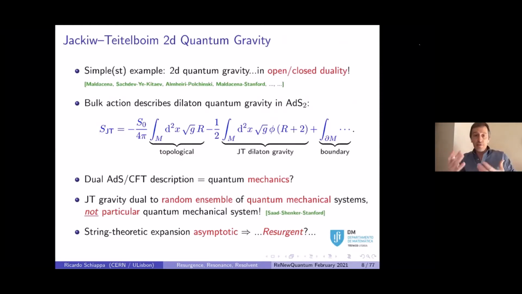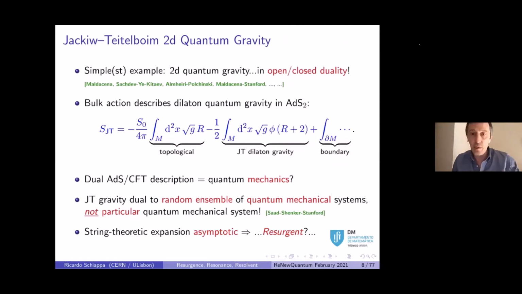And so if this is a two-dimensional AdS bulk spacetime, you would think that within holography, the CFT side would be just simple quantum mechanics. It's actually a much more interesting story, as was made clear a year and a half ago. JT gravity is not dual to a particular quantum mechanical system, but rather a random ensemble of quantum mechanical systems, and that will have a connection with the matrix model. You can also see that the string theoretic expansion is asymptotic for this example.